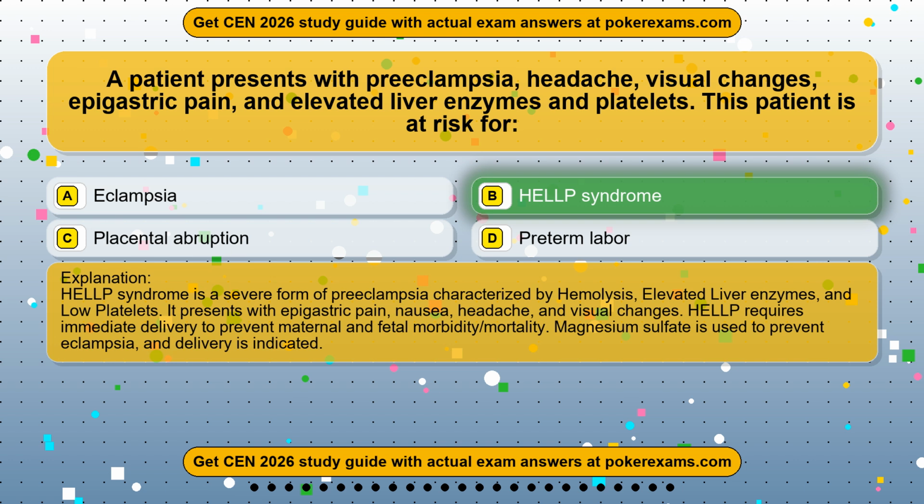HELLP syndrome is a severe form of preeclampsia characterized by hemolysis, elevated liver enzymes, and low platelets. It presents with epigastric pain, nausea, headache, and visual changes. HELLP requires immediate delivery to prevent maternal and fetal morbidity and mortality. Magnesium sulfate is used to prevent eclampsia, and delivery is indicated.